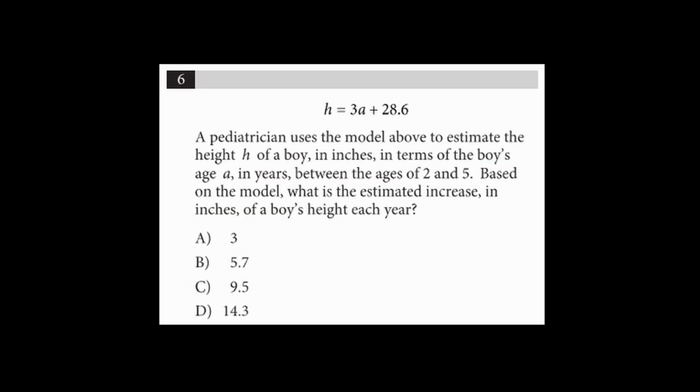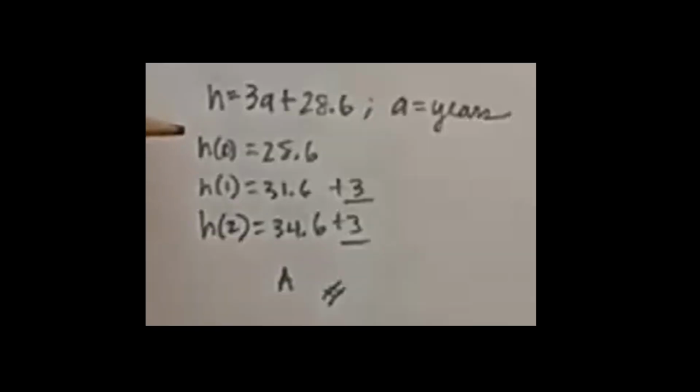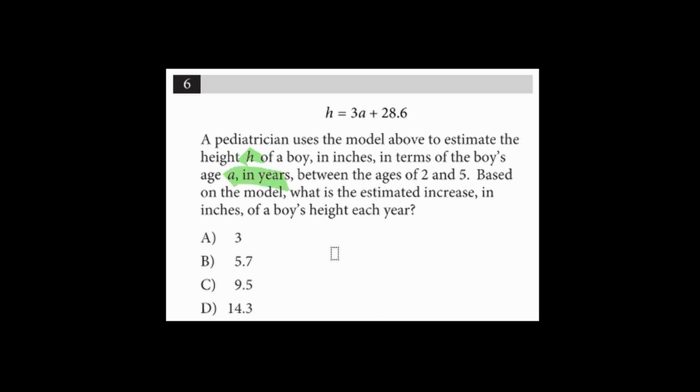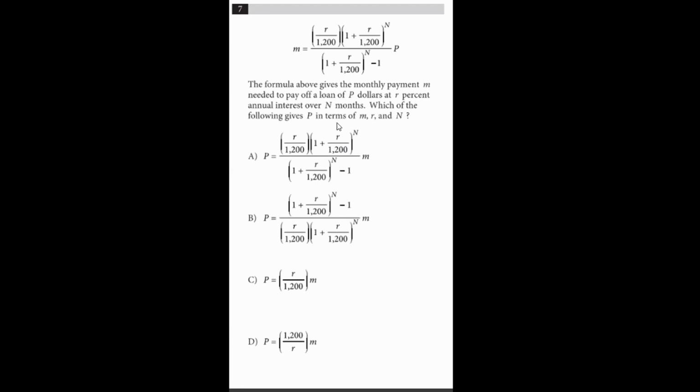Number 6, this will be another one of the tougher problems in this section. That's why you have to move fast on the other ones. Reading and comprehension is going to be key here. The pediatrician uses the model above to estimate the height H of a boy in inches in terms of the boy's age A in years between the ages of 2 and 5. Based on the model, what is the estimated increase in inches of a boy's height each year? I have height H, age A in years. This one you may be able to calculate visually, or you may have to write it out in the following way. At 0 years, you have 28.6, at 1 year, 31.6, at 2 years, 34.6. So you see it's going up by 3 each year. So what is the estimated increase in inches of a boy's height each year? It'll be A, 3.